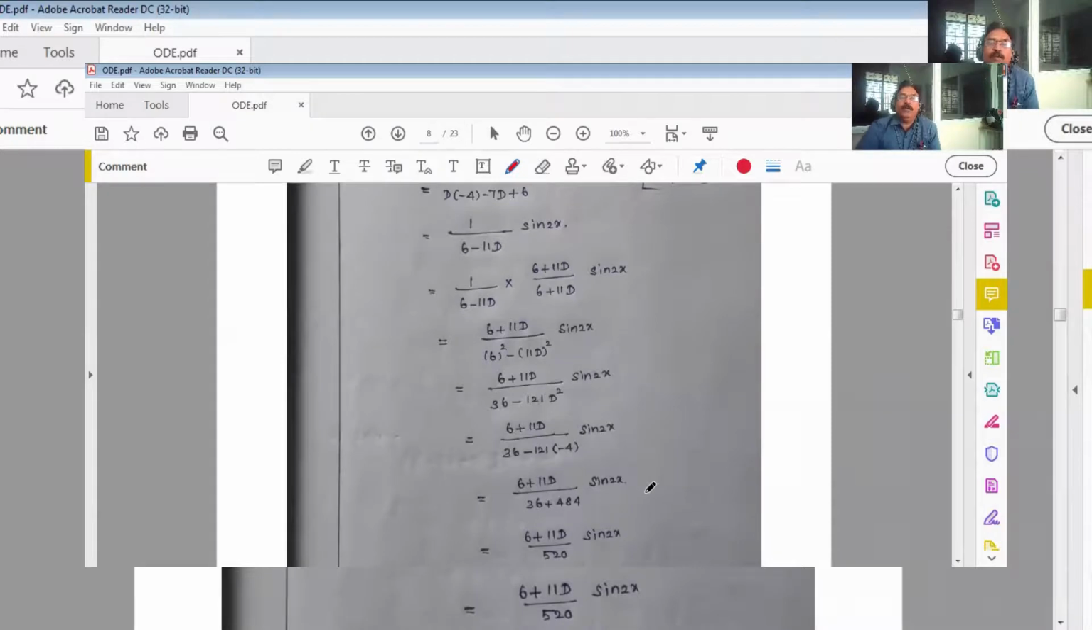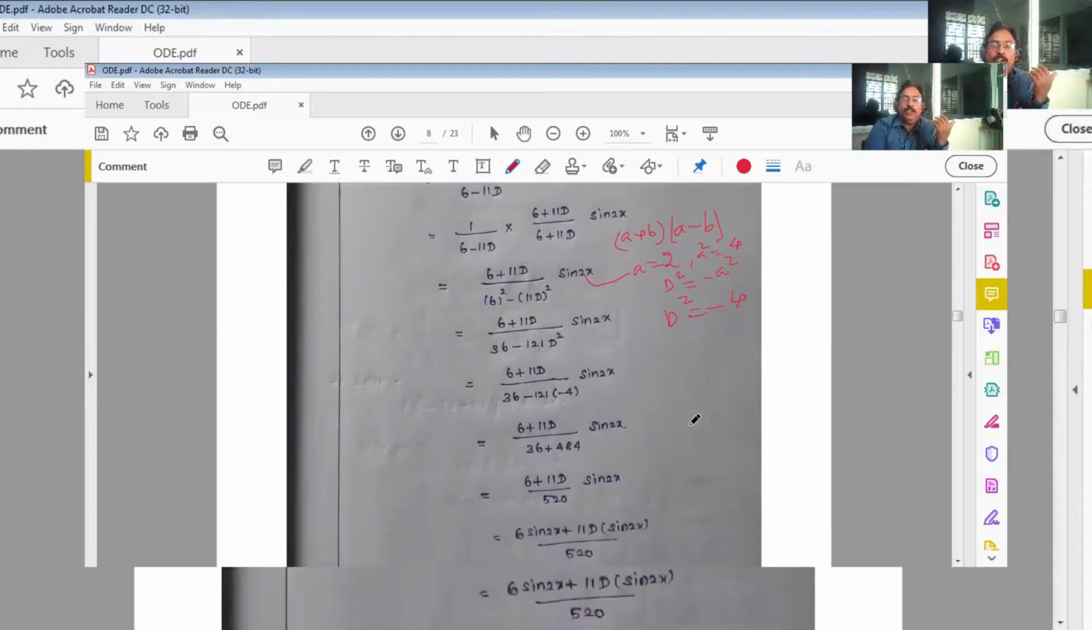Okay, 6 plus 11d. A plus b into a minus b is a square minus b square. You apply it here, where a is equal to 2. d square is equal to minus 1, so a square is equal to 4, and 4d square is equal to minus 4. You apply it and then you simplify.